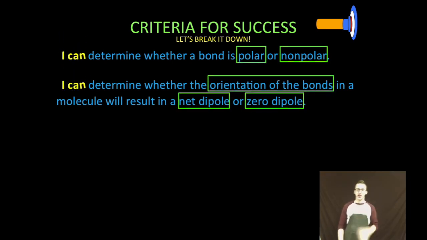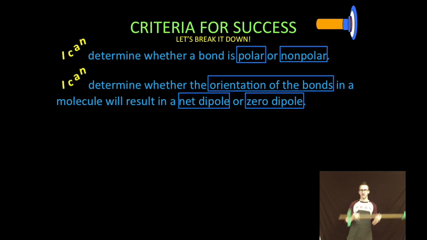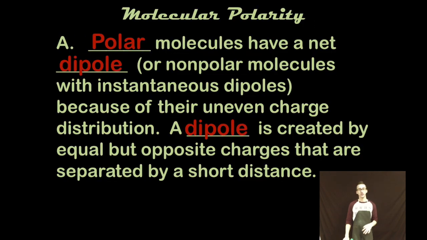Sounds confusing, but basically all we want to know is, will a molecule overall have a partially negative region and a partially positive region? Will it have a dipole or not? Now, if a molecule is polar, it is said to have a net dipole because they have an uneven charge distribution. One of those atoms is hogging the electrons, and a dipole is then created overall by equal but opposite charges that are separated by a short distance.